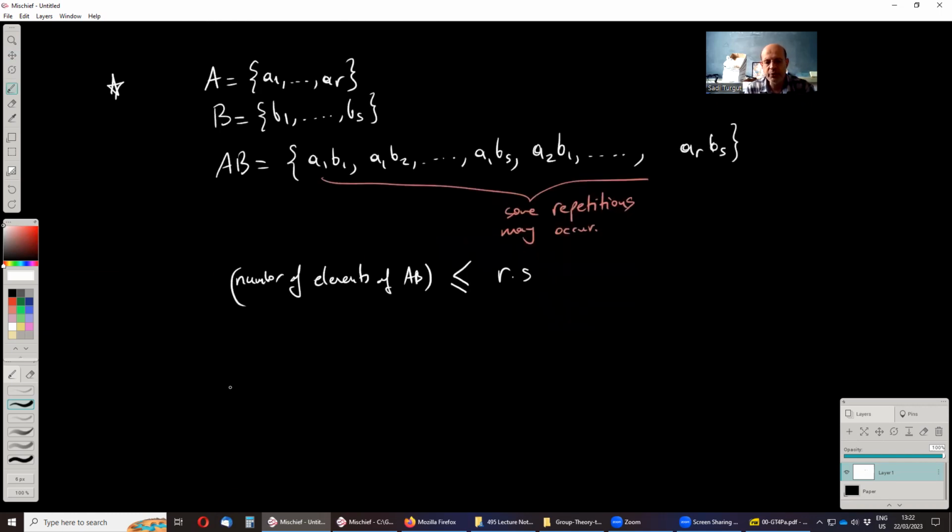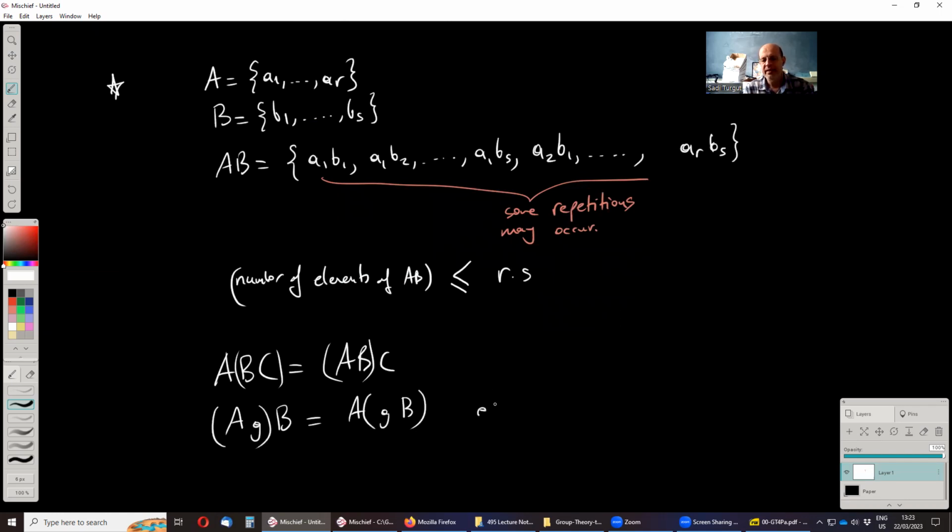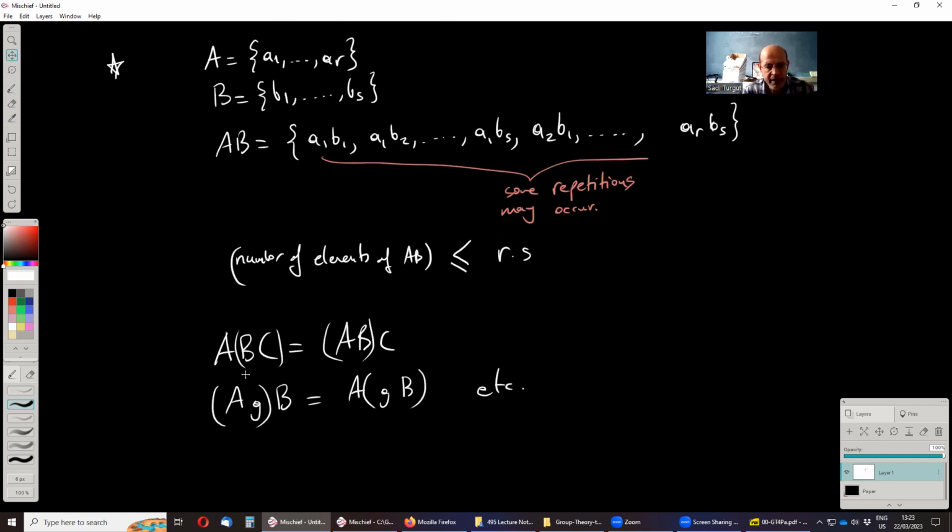So in that case too, we have things like (AB)C is equal to A(BC), where the order might be different, and that's the same thing. Yeah, the associativity also happens in here, right? (AG) multiplied with B is the same thing as A(GB), with different orders, etc. So the associativity holds for these kinds of notations as well.